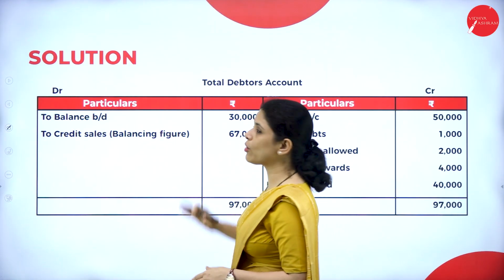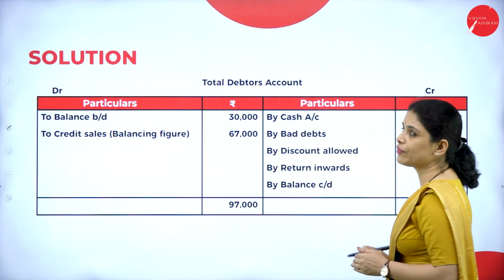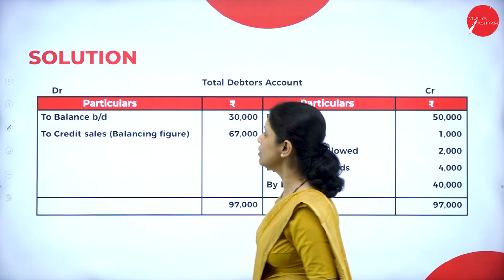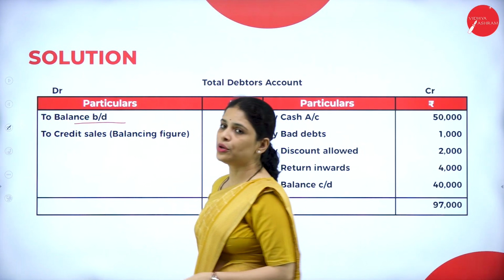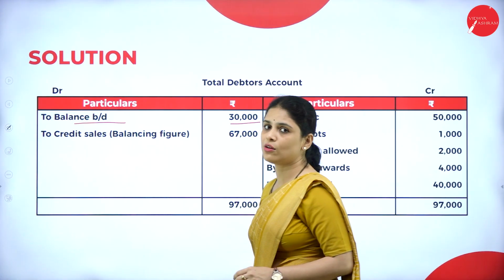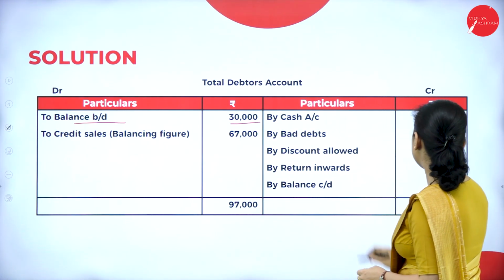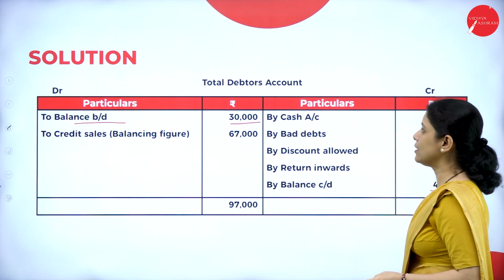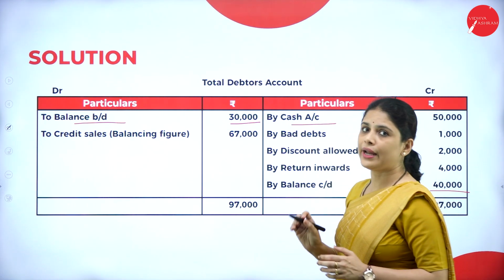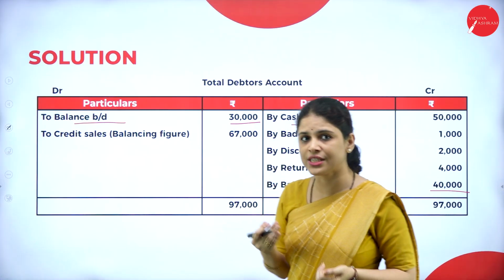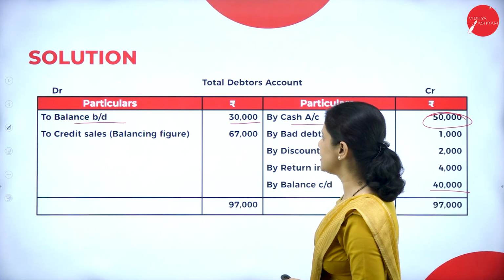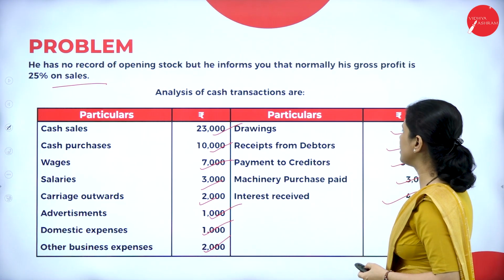Here the balance brought down and balance carried down we have to write first. That means first we will open the total debtors account. We will write to balance brought down. How much is that? Opening is 30,000. And by balance carried down, how much is closing? 40,000. Now, what will we write? By cash. By cash means cash received from debtors. How much is that? 50,000. So, receipts from debtors, 50,000.